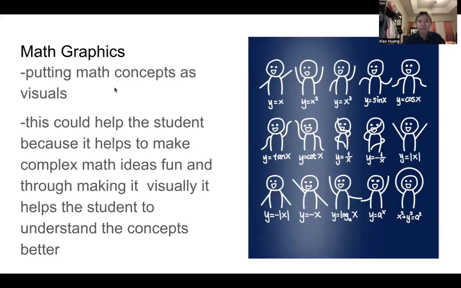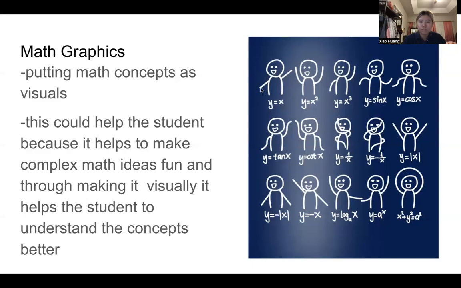Another technique that I found is to use math graphics in classes. Math graphics is basically pulling math concepts as visuals. It can be pictures like these, or it can be charts. The main idea is making complex math questions simple enough as a visual, so that we can help students understand those complex math questions.